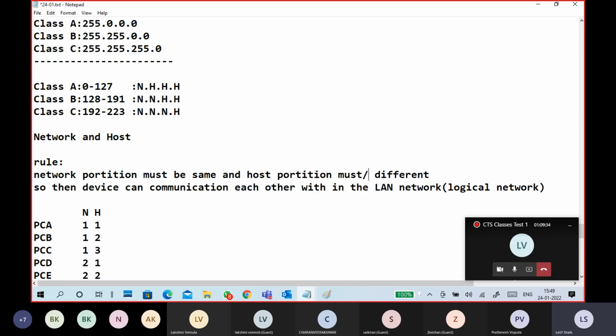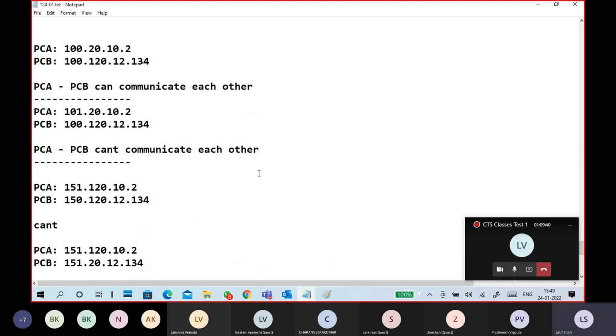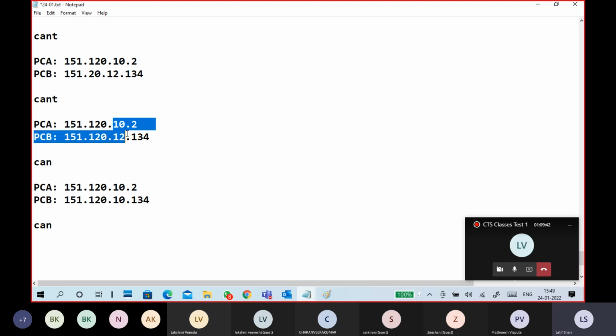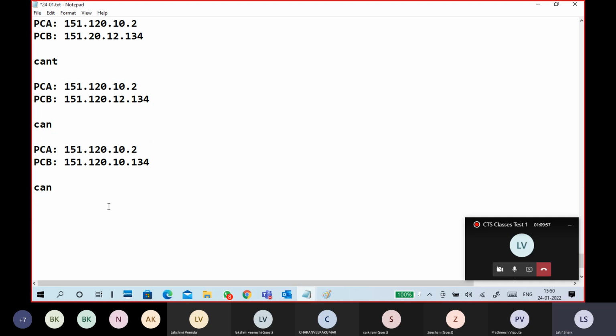The host portion is different, okay. So it can be different or the same, no problem. The host portion can be different or can be the same. Okay. Can be the same does not mean always. I will tell you that one.